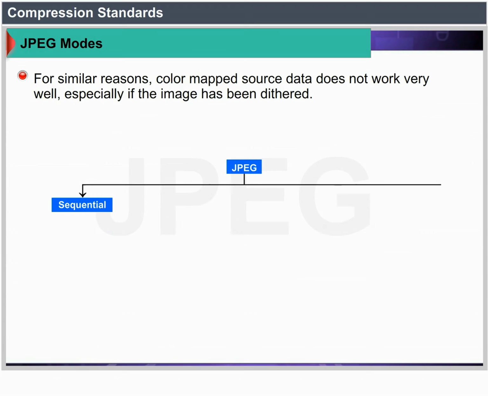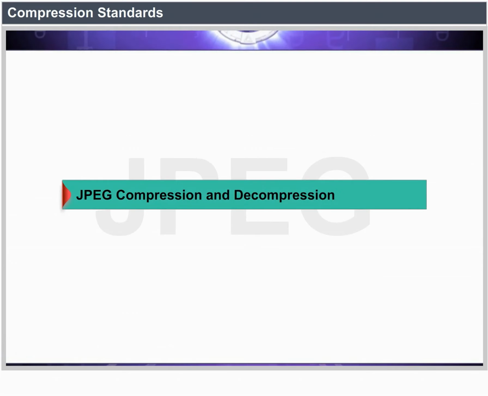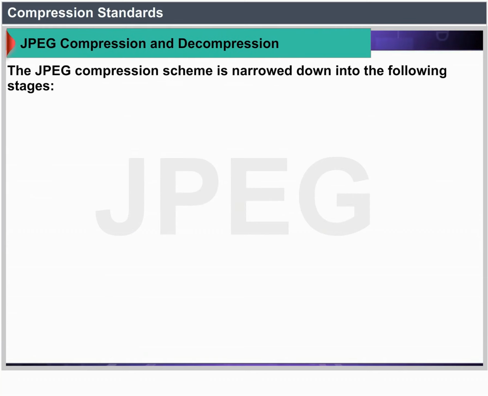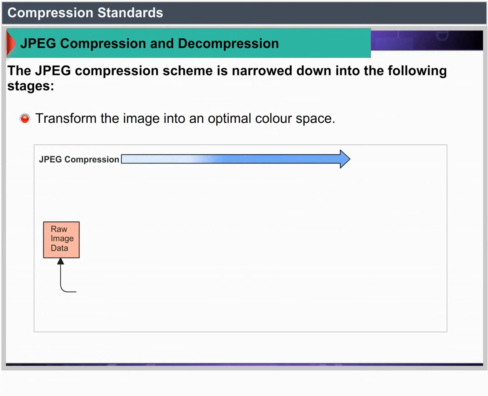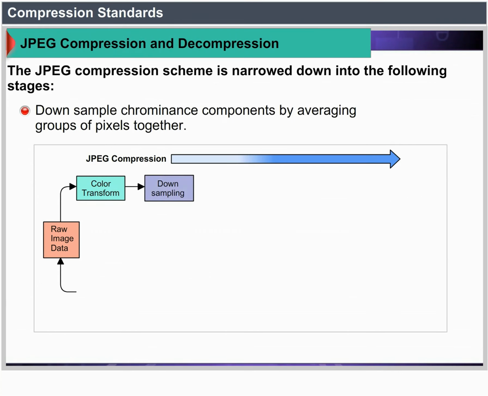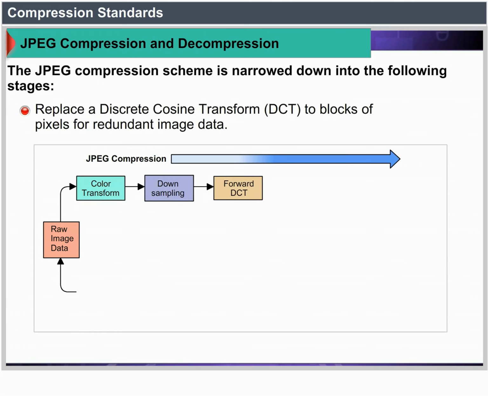JPEG compression and decompression. The JPEG compression scheme is divided into the following stages. Transform the image into an optimal color space, downsample chrominance components by averaging groups of pixels together, apply a discrete cosine transform (DCT) to blocks of pixels, thus removing redundant image data.